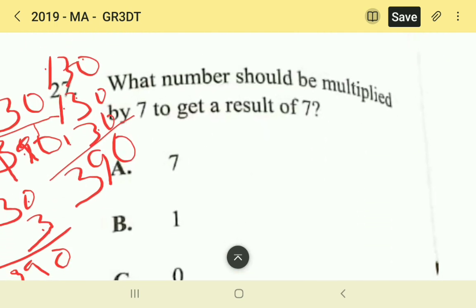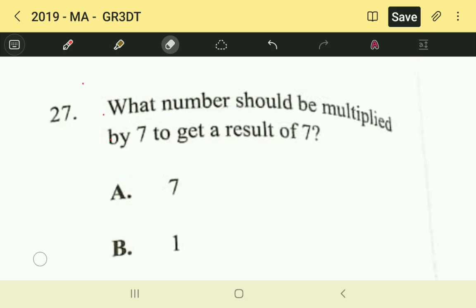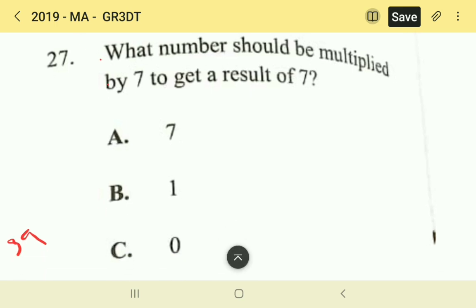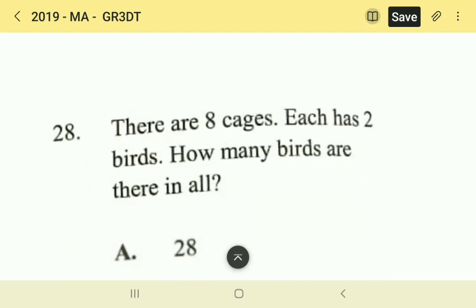No, 27. Let's erase this part so we have some more space right here. Clean space. We're about to page. Alright, let's go. And it says, read for me. Good job. This one is also a repeat. It was on the 2018 paper. It says what number should be multiplied by 7 to get a result of 7. 7 times what gives you 7? That's 1. 7 ones, 7. Guys, the papers continue to have many repeats.